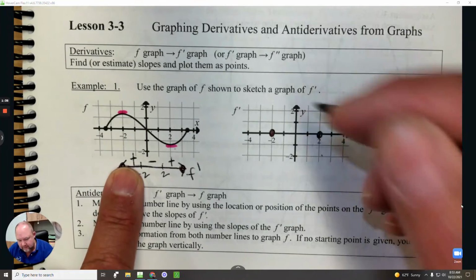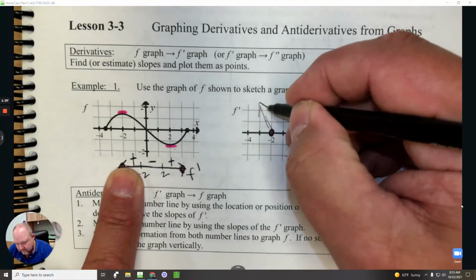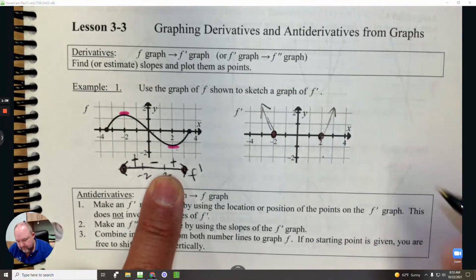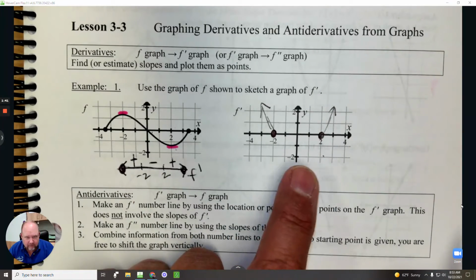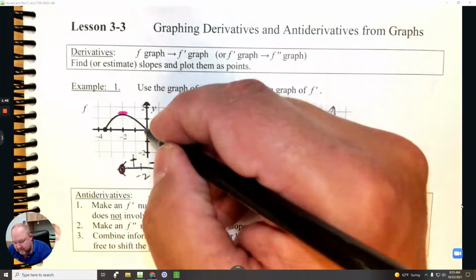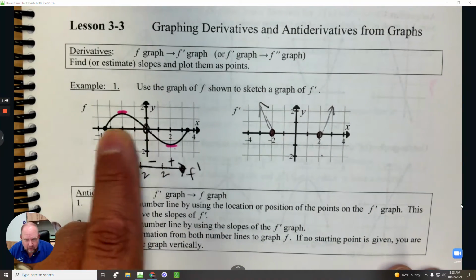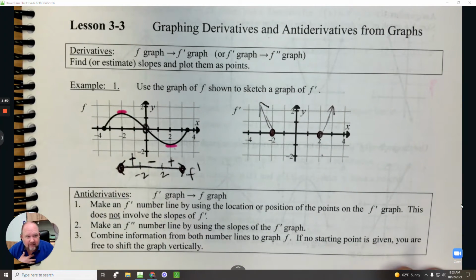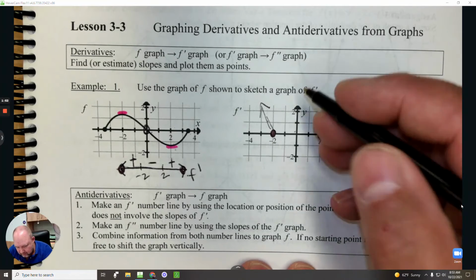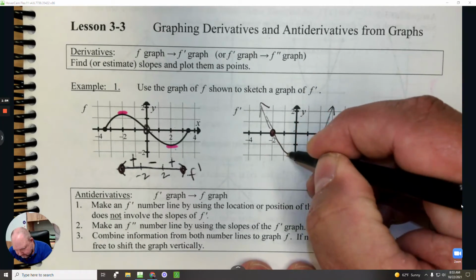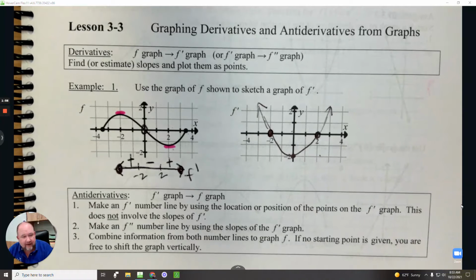Where it's positive, it's above. And where it's negative, it's below. I also want you to notice that we do have a point of inflection right here in the middle where it changes concavity. So at 0 is a turning point for the derivative. And there's your graph.